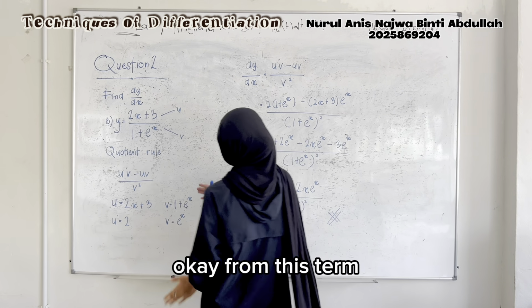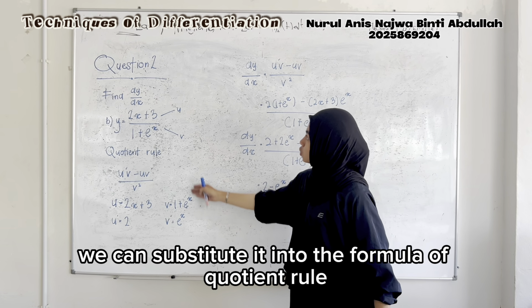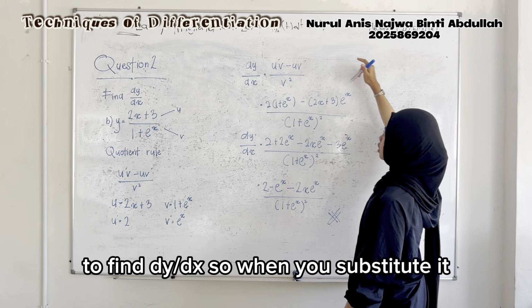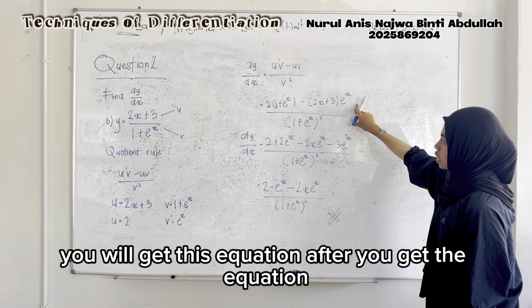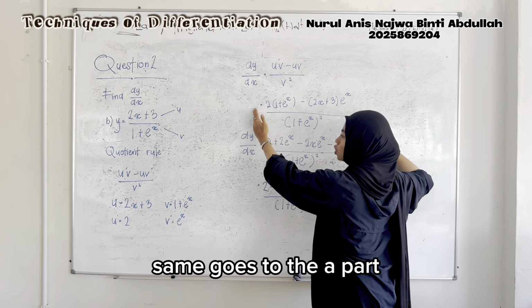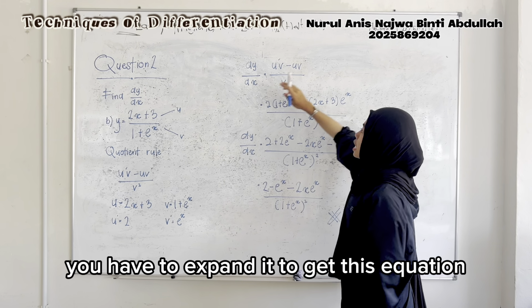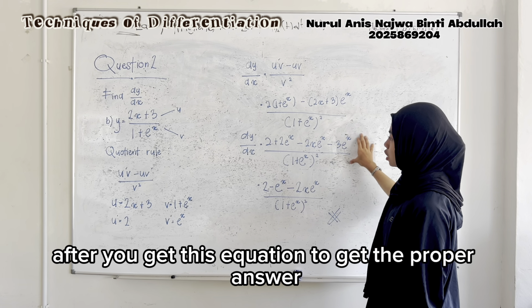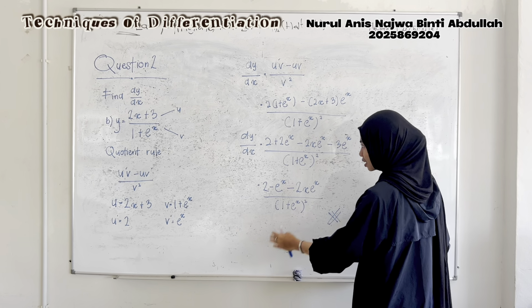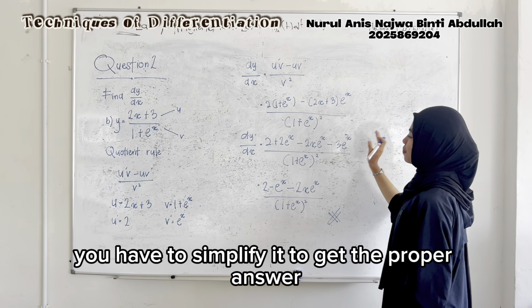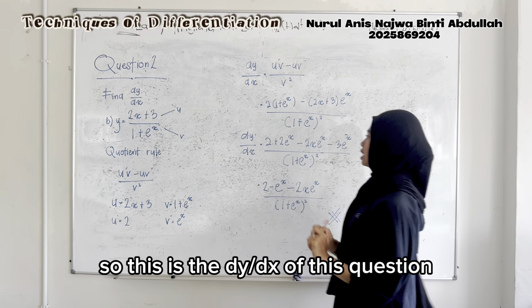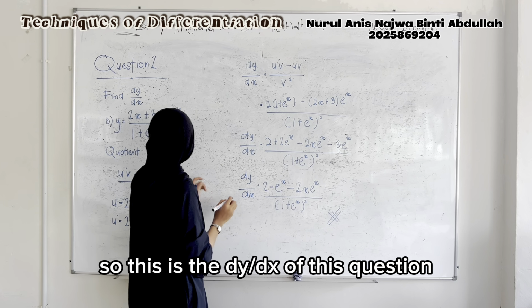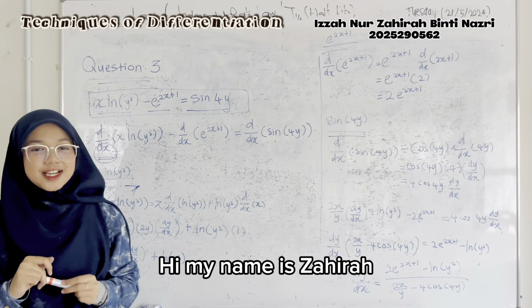From these terms, we can substitute into the quotient rule formula to find dy/dx. When you substitute, you will get this equation. After you get the equation, same as part A, you expand it. Then, to get the proper answer, you simplify it. So this is the dy/dx of this question.